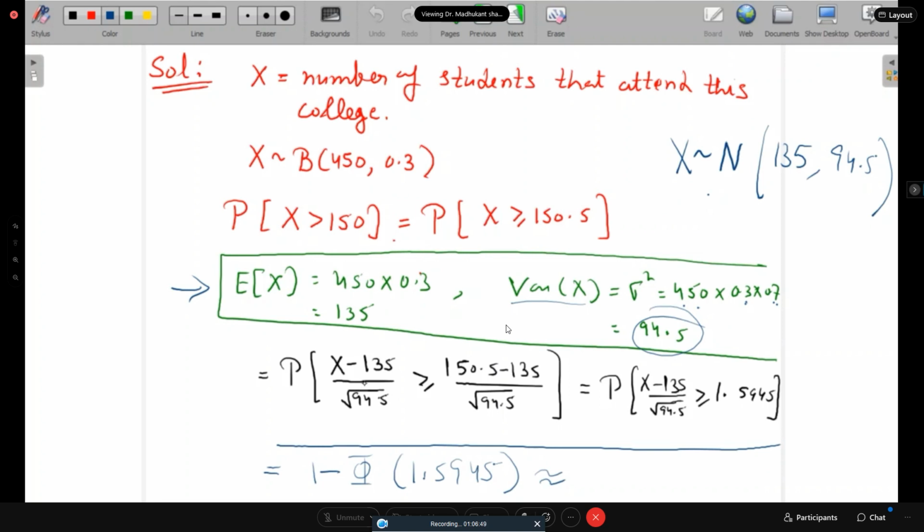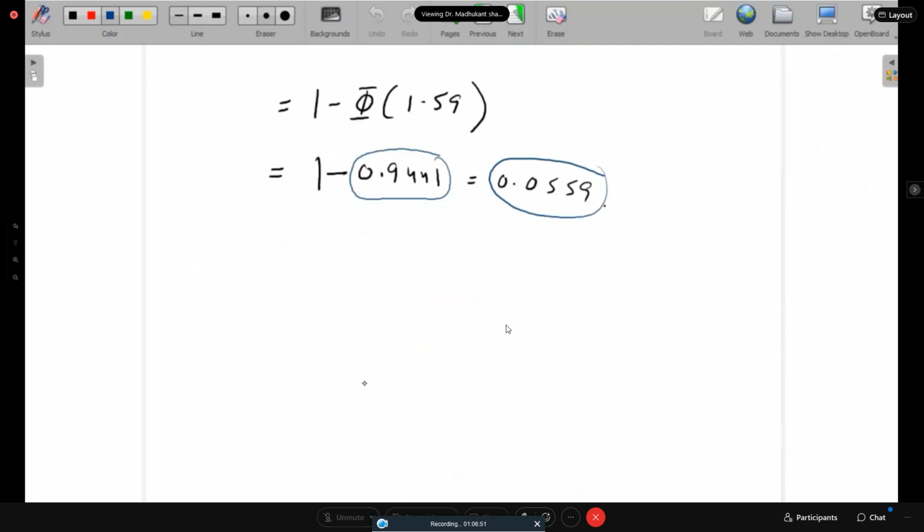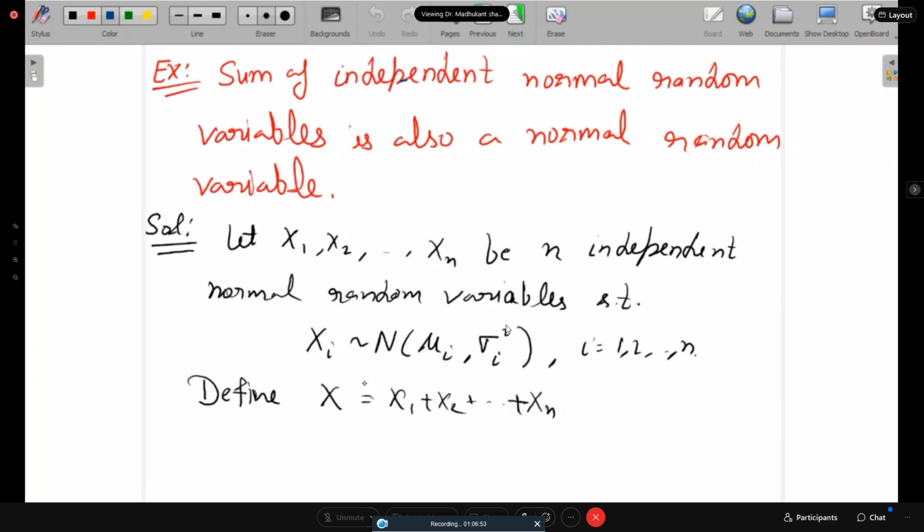Okay, right. Now this exercise addresses a very important thing: if you take two random variables which are independent and normal, their sum will also be a normal random variable. Not only that, if you take any finitely many independent normal random variables and perform their sum, it will also be a normal random variable.